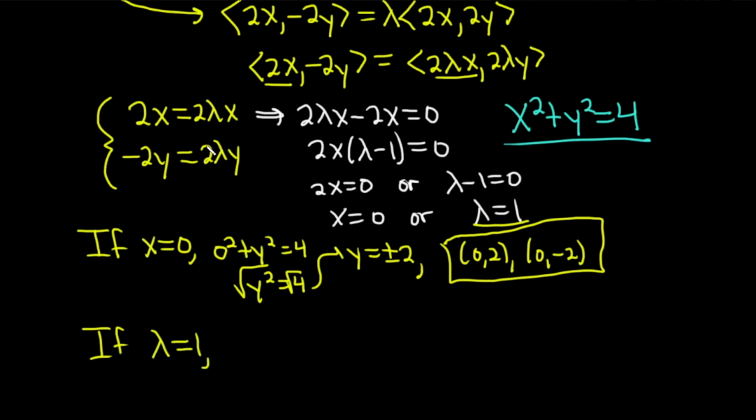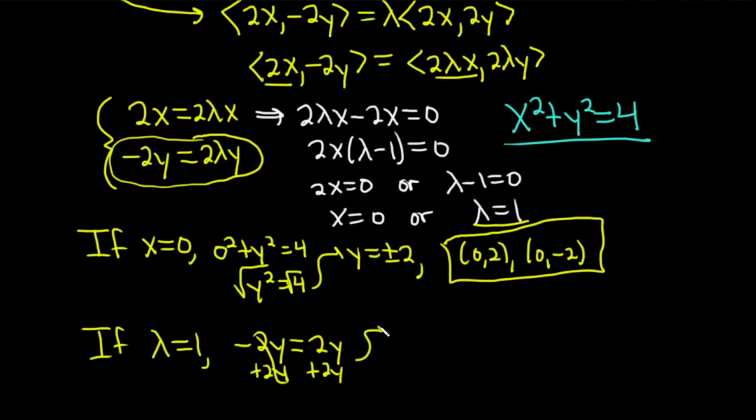Well, if lambda is 1, look at this equation here. Negative 2y equals 2 lambda y. That actually becomes negative 2y equals, well, lambda is 1, so it becomes 2y. This means that y equals 0. Negative 2y can't be equal to 2y unless y is 0. If you're not convinced, you can add 2y to both sides, and then you get 4y equals 0. Divide by 4, y equals 0. So if lambda is 1, y is 0.